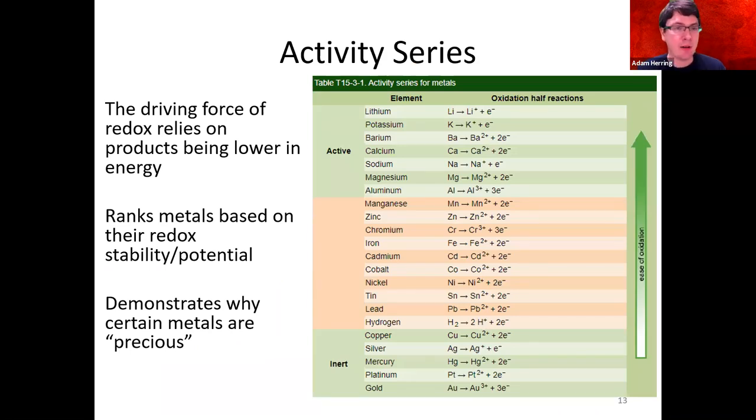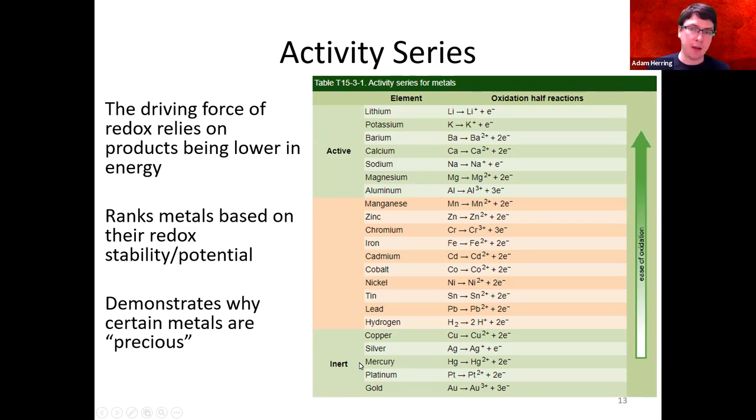The last thing to talk about is the activity series. The activity series helps us to understand what the driving force is for redox reactions. For a redox reaction to occur, the energy of the products must be lower than the energy of the reactants. And so we can rank metals based on their stability, their redox potential. Within the activity series, elements up at the top of the series are highly reactive, whereas elements at the bottom of the series are very inert.